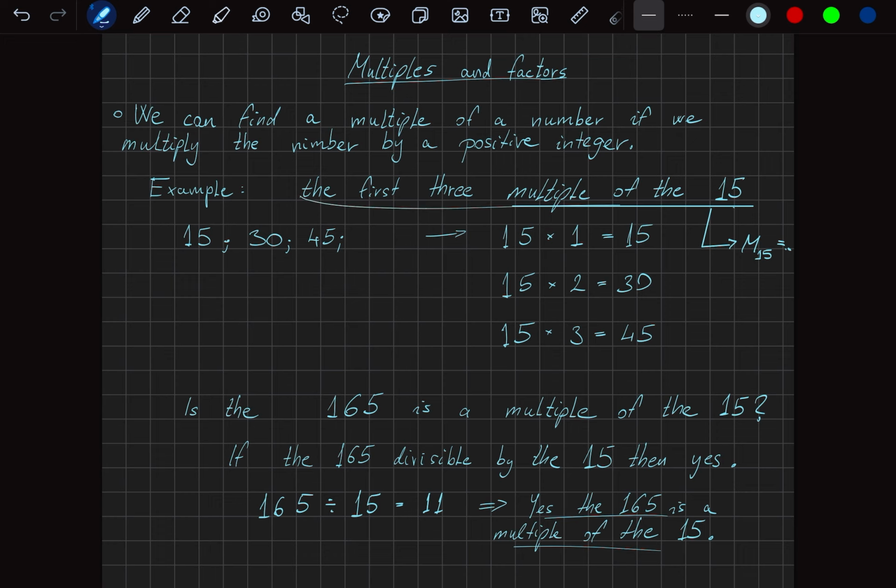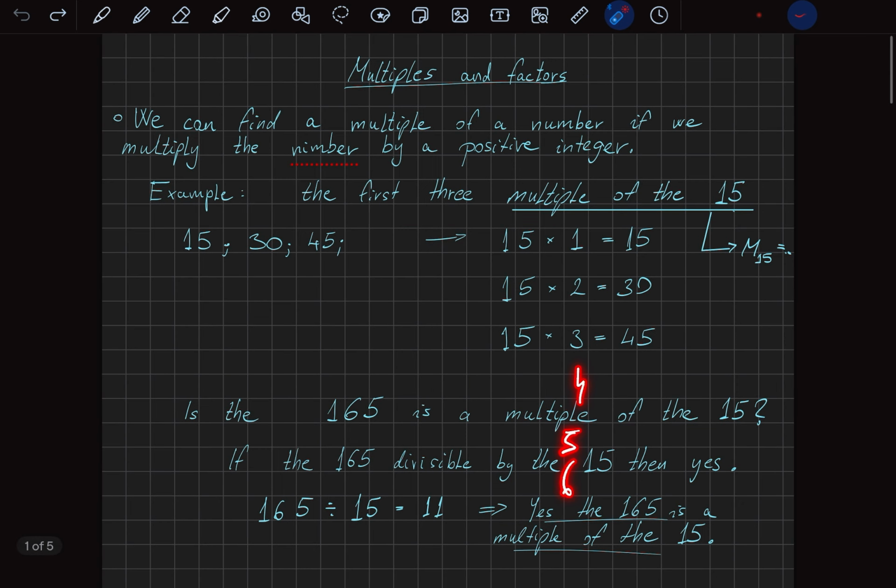Example: first three multiples of 15. It's 15, 30, and 45, and we write it like this. 15 times 1 equals 15, 15 times 2, 15 times 3, 4, 5, 6. There are infinite multiples of a number.